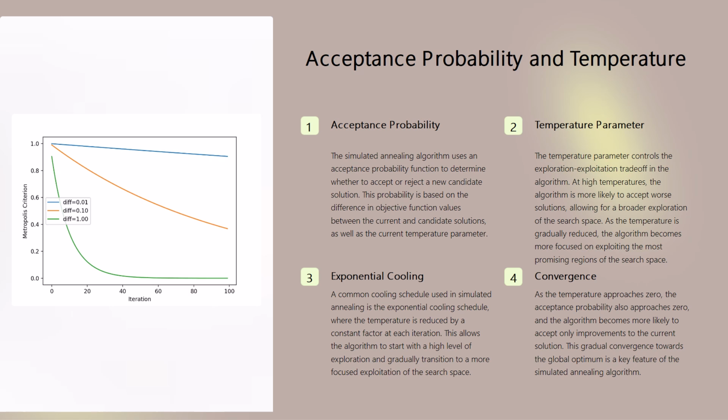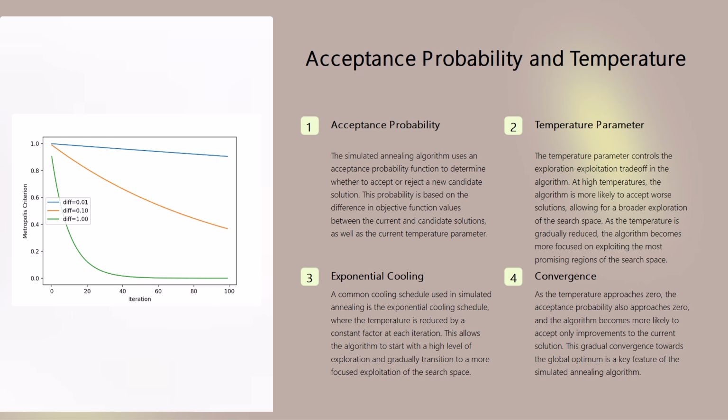Acceptance probability and temperature. 1. Acceptance probability. The simulated annealing algorithm uses an acceptance probability function to determine whether to accept or reject a new candidate solution. This probability is based on the difference in objective function values between the current and candidate solutions as well as the current temperature parameter.